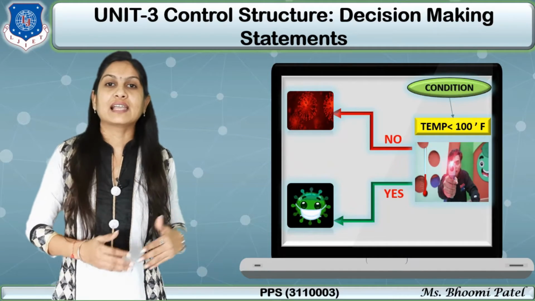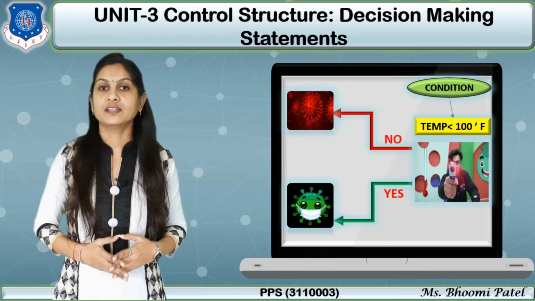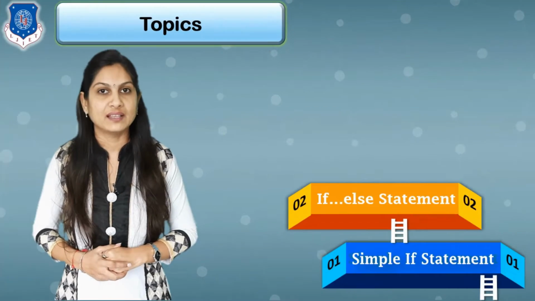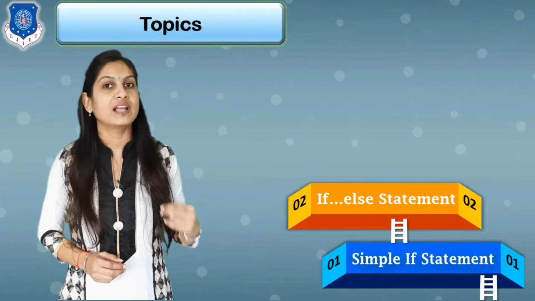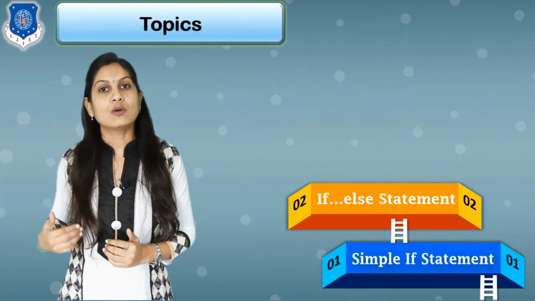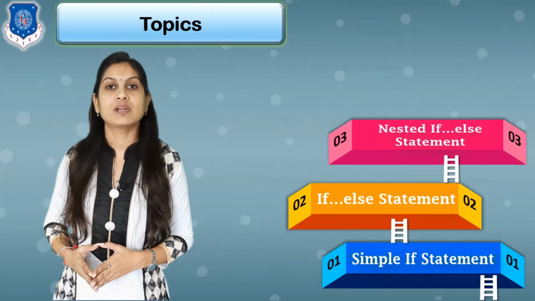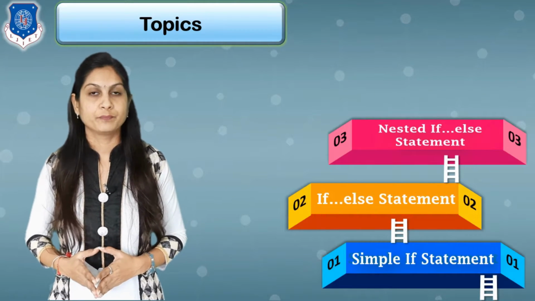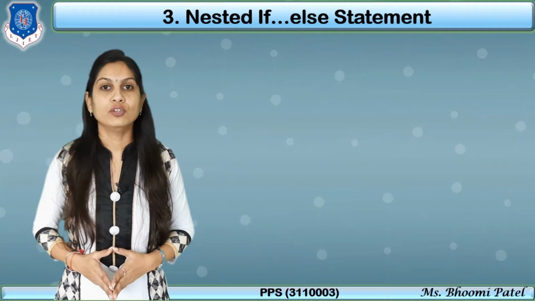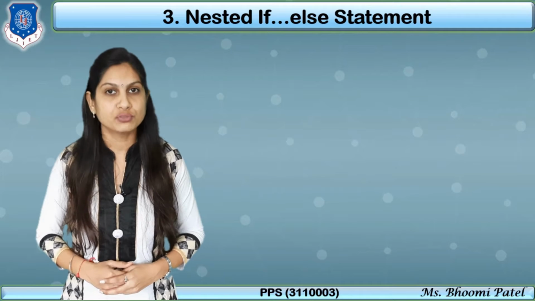In our previous lectures, our new unit number 3 has already started, and the two different decision making statements, simple if and if else, are completed with theory and practical. But today we move on to the third conditional statement, that is nested if else. If you remember the previous video, we took the example of finding the maximum of two numbers.